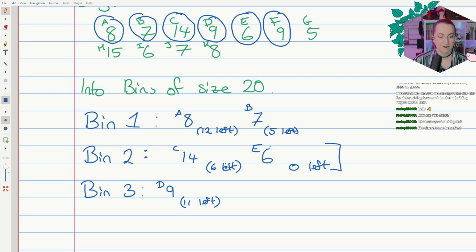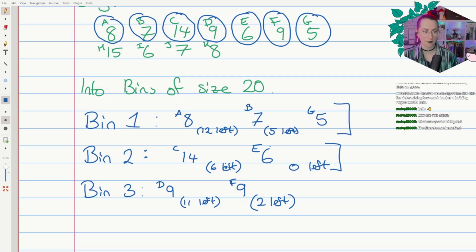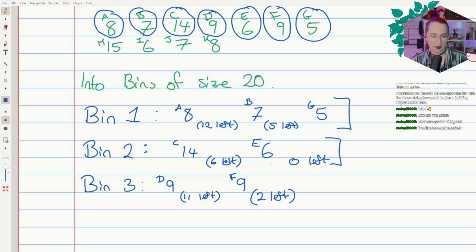Looking at the next element, F doesn't fit inside bin 1, which has 5. It does fit inside bin 3, which has 11. So now we're left with a remainder of 2 inside bin 3. G is going to beautifully fit inside bin 1, and now we have none left in that. So bin 1 and bin 2 are perfectly full, they add up to 20. They're done. Moving down the list, we have H, which is 15. That's not going to fit in bin 3, so we need a 4th bin with 5 remainder.